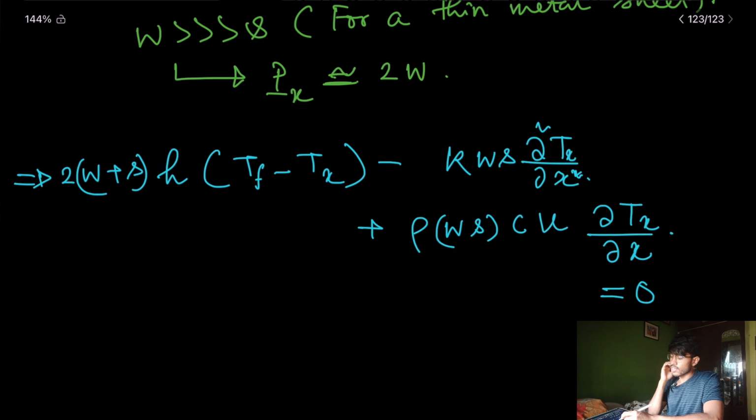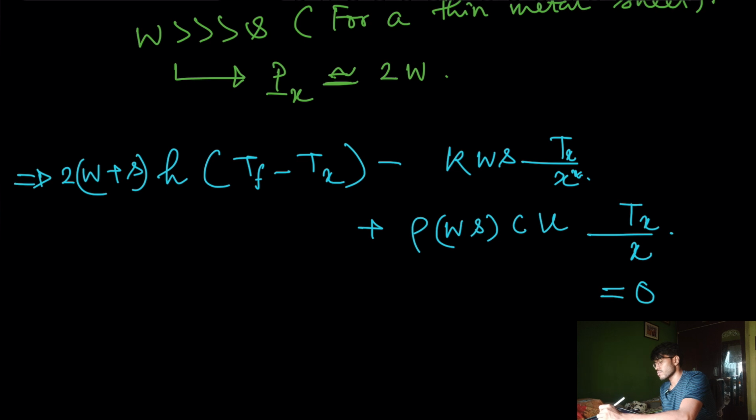So this is my final governing equation, and throughout the equation I have made a mistake, not a small mistake. That is, my T is not a function of time, neither is it a function of any other coordinate or variable, so I can write it as capital D, not small d.